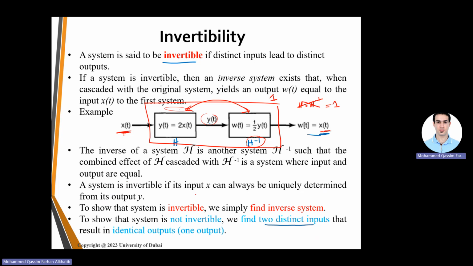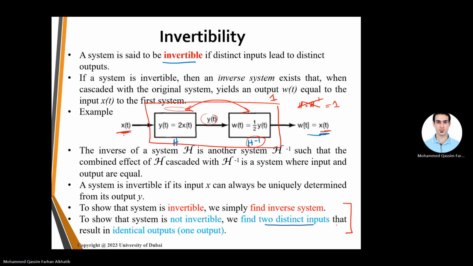A system is invertible if its input x can always be uniquely determined from its output y. To show the system is invertible, we simply find the inverse system. To show that the system is not invertible, we find two distinct inputs that result in identical output. So to test invertibility, first, if you manage to find an inverse system, then the system is invertible. That's how you prove your point.